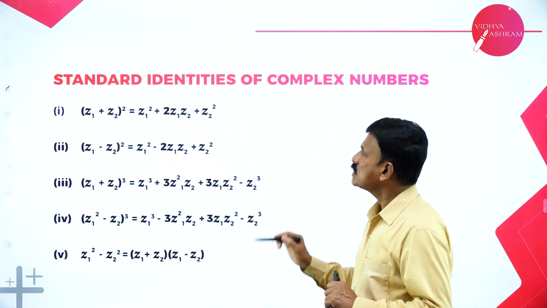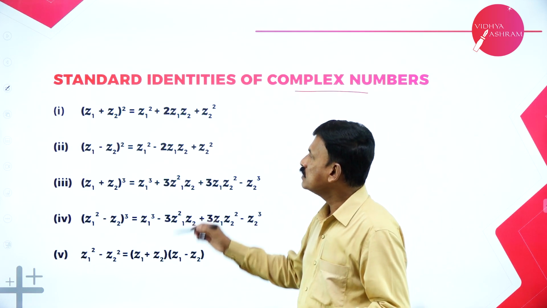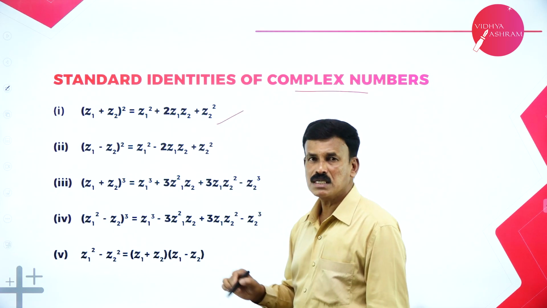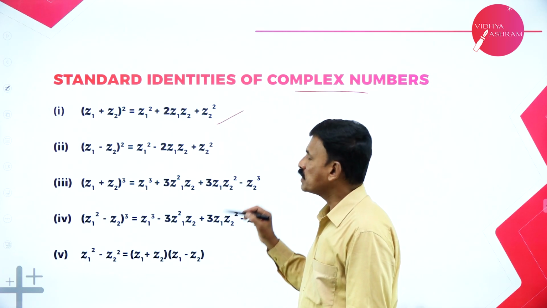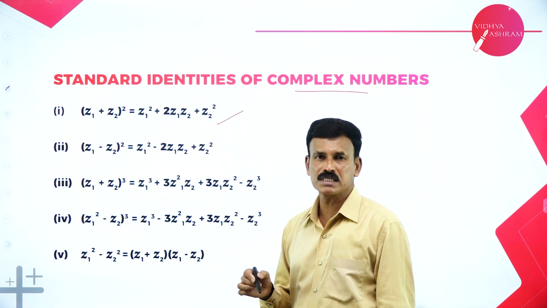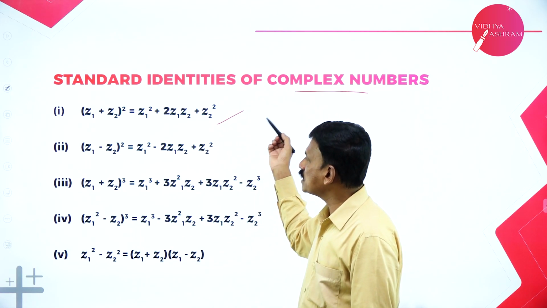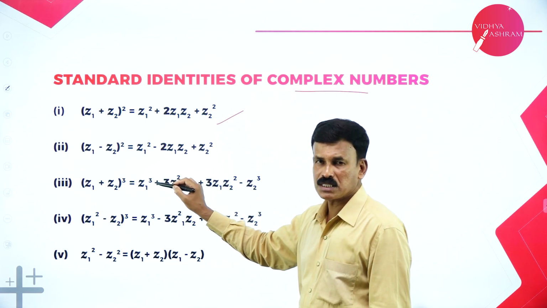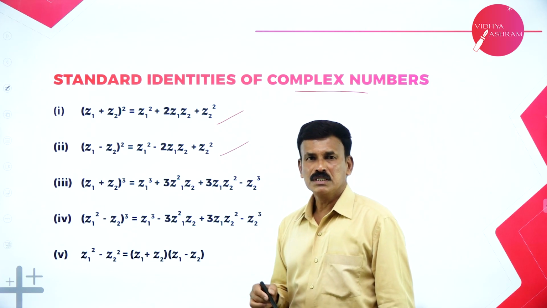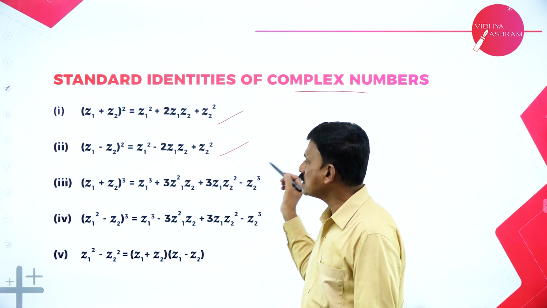Now let me explain the standard identities of complex numbers. Here if z1 and z2 are any two complex numbers, then z1 plus z2 whole square is z1 square plus 2 z1 z2 plus z2 square. That is nothing but a plus b whole square, a square plus 2ab plus b square, same. So z1 square plus z2 square plus 2 z1 z2. Then z1 minus z2 whole square is z1 square minus 2 z1 z2 plus z2 square, or a minus b whole square, a square plus b square minus 2ab, that is z1 square plus z2 square minus 2 z1 z2.